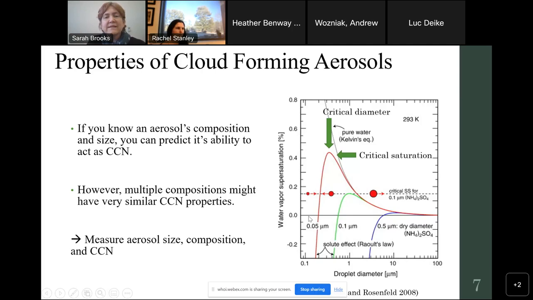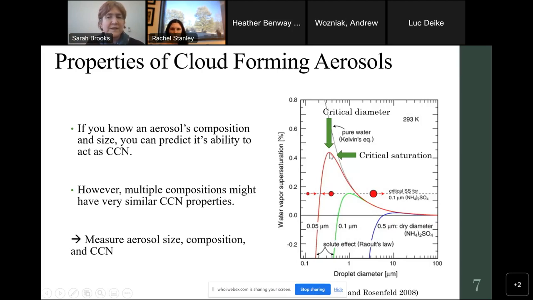I can predict this Köhler curve. And I then look and see what is the critical diameter. So once I've hit the critical diameter, I'm a cloud drop, I'm ready. That happens at a critical supersaturation. So the key is to find this point. And as you can see, if I know, again, my size and my composition, I can pinpoint the critical point.